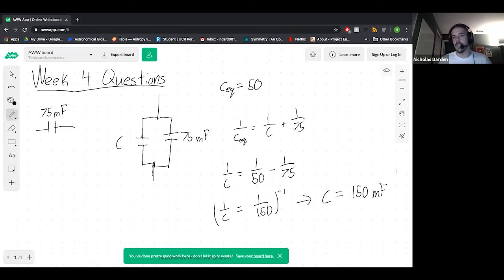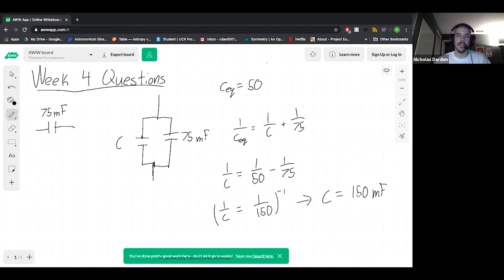So again, in the future, if you're an electrical engineer, right, you need a very specific kind of capacitor, but you don't have it. If you can combine some other ones, you can get the value you need. That's essentially what this problem is trying to employ.